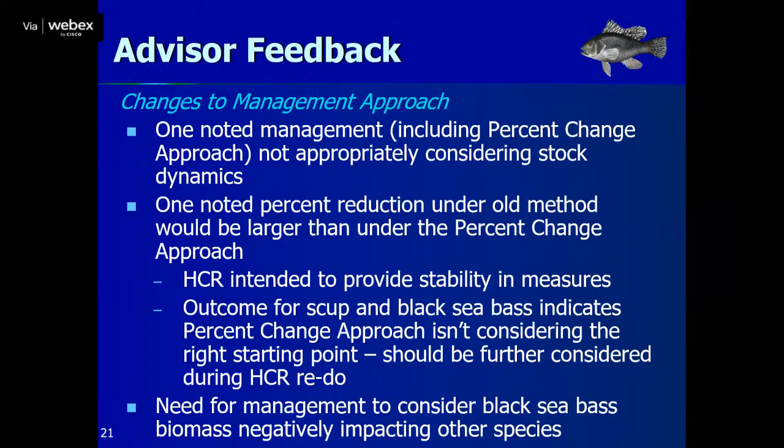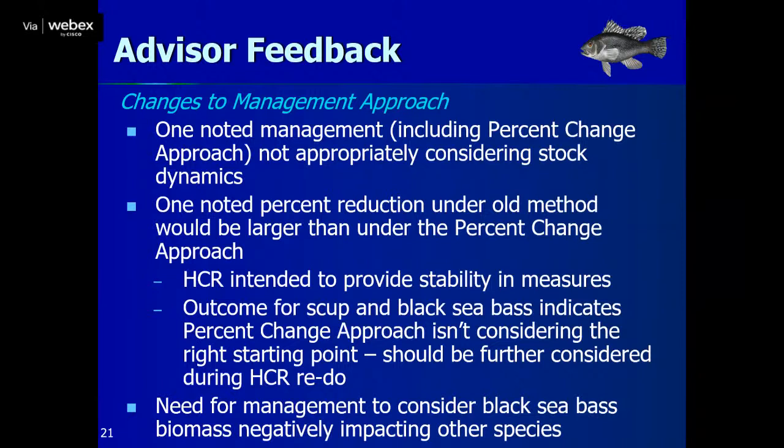And advisors talked about how the goal of the harvest control rule was to provide stability in measures, but we're still looking at this 10% reduction. And one advisor said that the outcome for scup and black sea bass indicates that the percent change approach isn't considering the right starting point for measures, and that this is something to keep in mind when the council and policy board think about what is going to be the appropriate replacement for the percent change approach after the sunset period. That further consideration of this issue is needed.